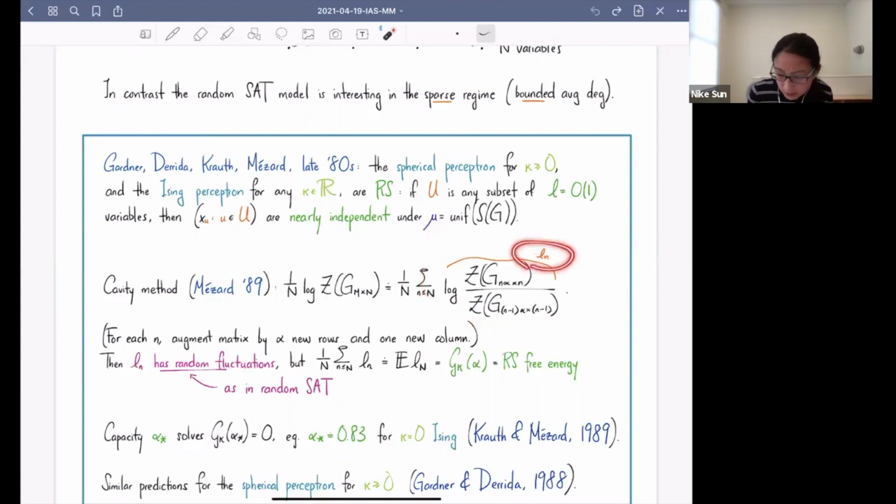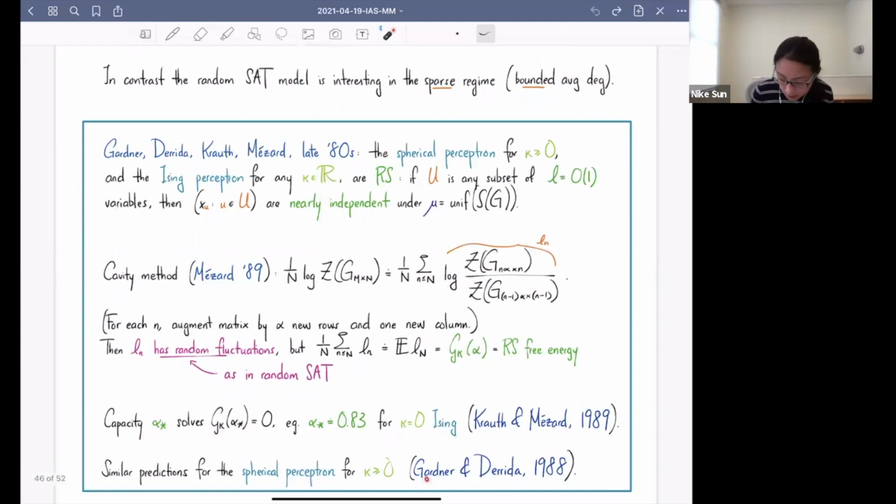So if you take a particular one of these values, it will be random, but when you average over a bunch of these steps, it should concentrate around some constant. And this is the replica symmetric free energy for this model. Then the critical capacity is the zero of this function. For example, for the kappa equals 0 Ising perceptron, it was predicted that the threshold is around 0.8 by Krauth and Mézard. Similar predictions were made by Gardner and Derrida for the spherical perceptron, again for kappa non-negative.